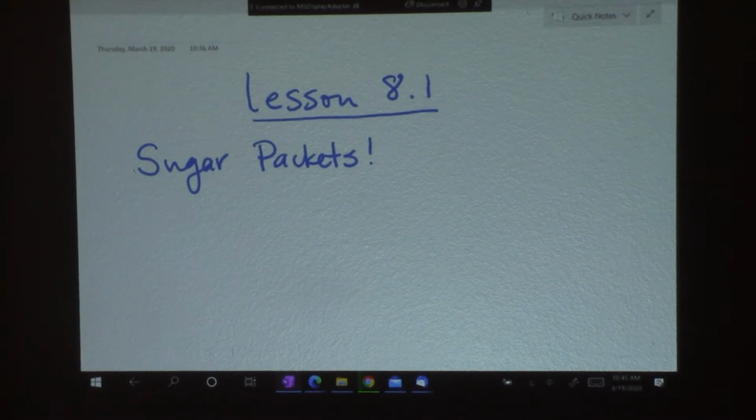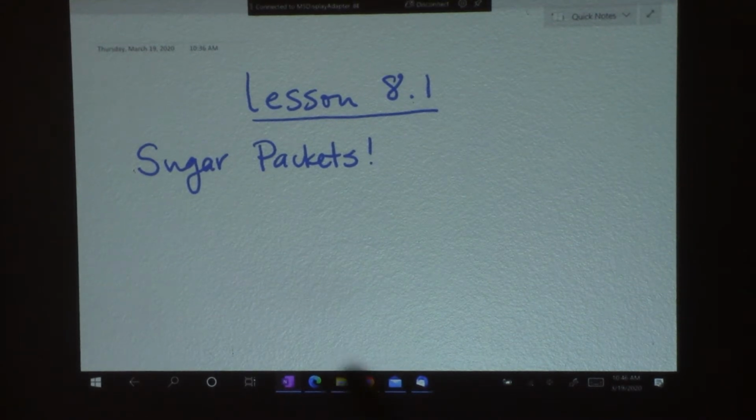So first today, you're not seeing me right now. I want you to take notes on lesson 8.1, sugar packets. So you can pause right now if you want to get out a piece of paper. We're going to write a few things down and then we're going to have some fun. So go ahead and pause. Okay, now since you've seen that video, I want you to write some things down.